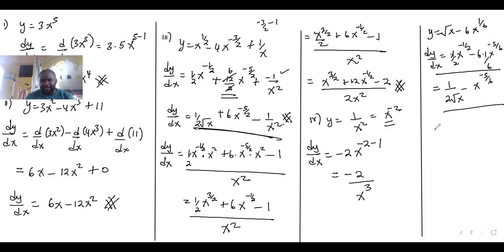This is also an answer. There is also another one. 1 over 2 root of x minus 1 out of x power 5 out of 6. Because it was a negative power, when I take it down, it becomes positive. Then one can simplify as much as they can. So that's how far we can go with those questions.